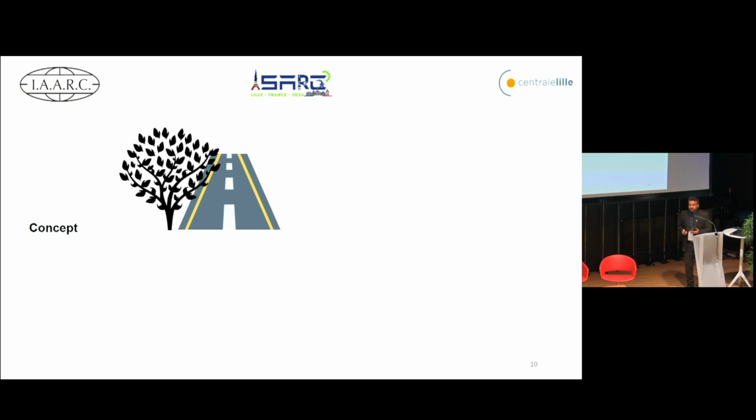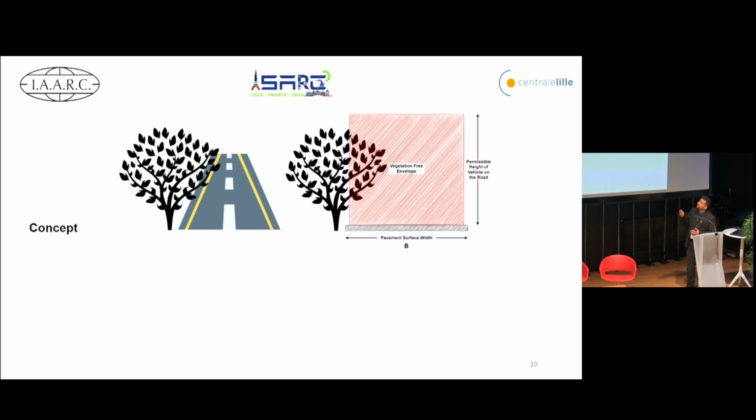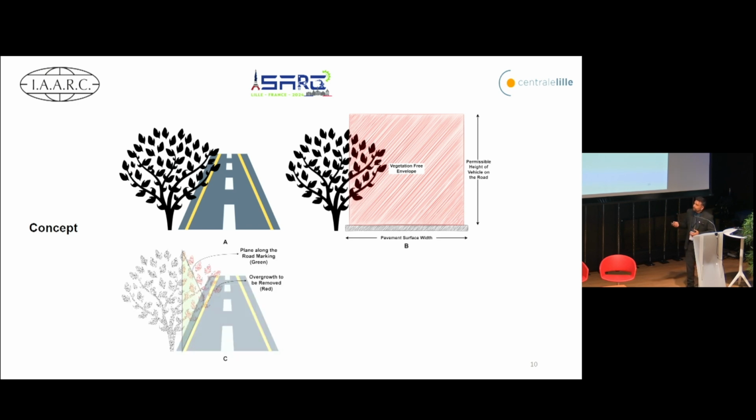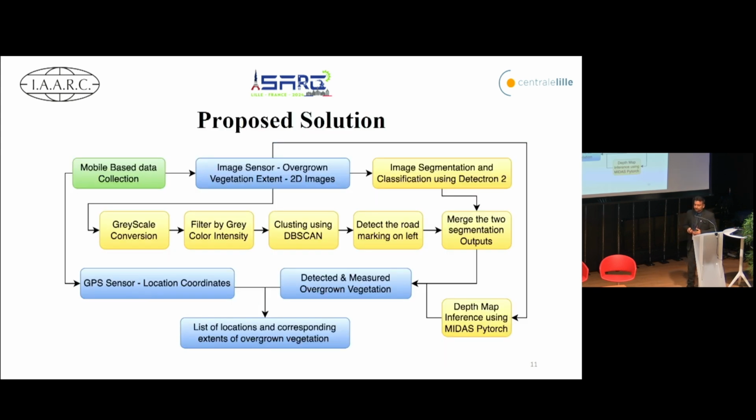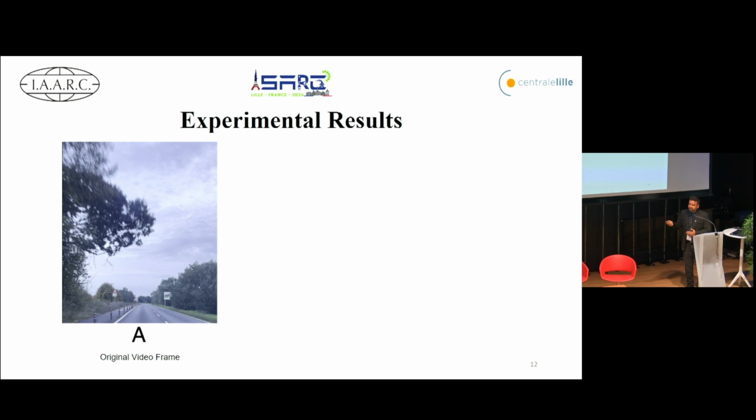The concept for us is that if there is overgrown vegetation on the road, the ideal case is that we need a vegetation-free envelope along the roadside. Once we detect the overgrowth using road markings, autonomous vehicles can go there and clear it. So this is our proposed solution, and I'll go through all the steps one by one. It comprises a computer vision pipeline. The first step is that we collected data using an iPhone camera, with on-the-go video. The image is not very clear, but that was our input as the original video frame.